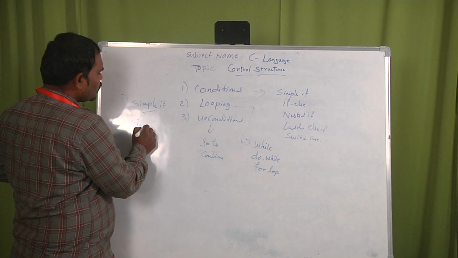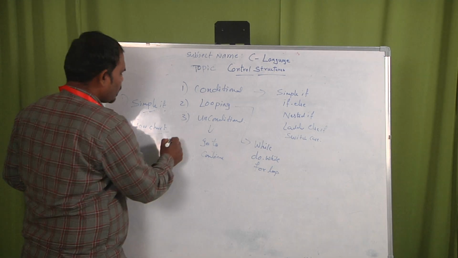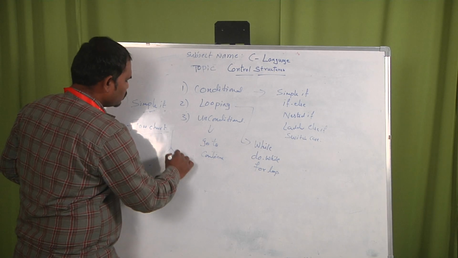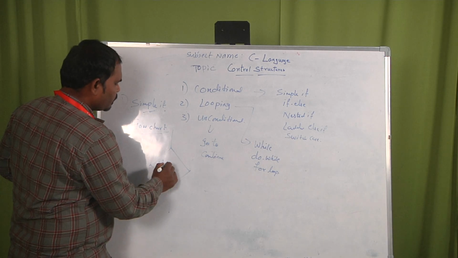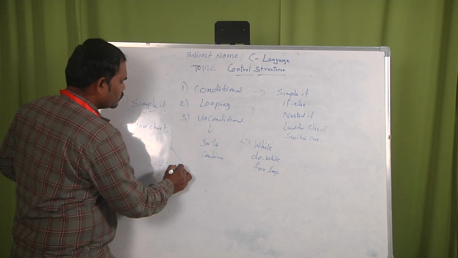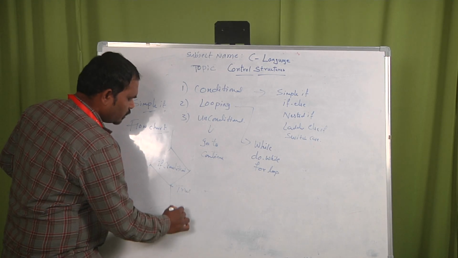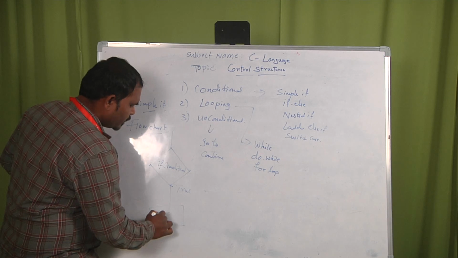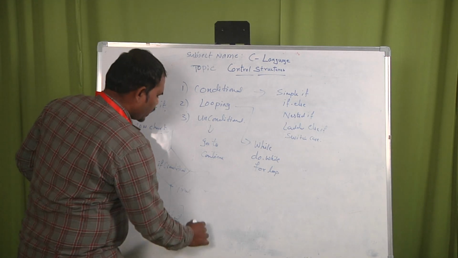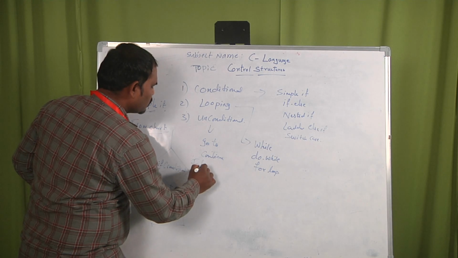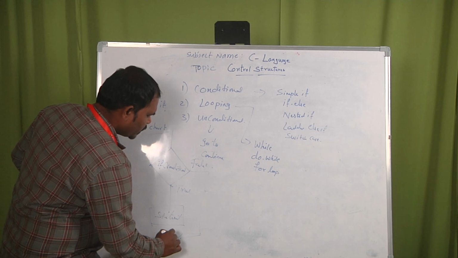We can draw a flow chart also. Flow chart: if condition. If the condition is true, then only this below statement will be executed. If the condition is false in an if statement, it will be terminated, or we can call it exit.